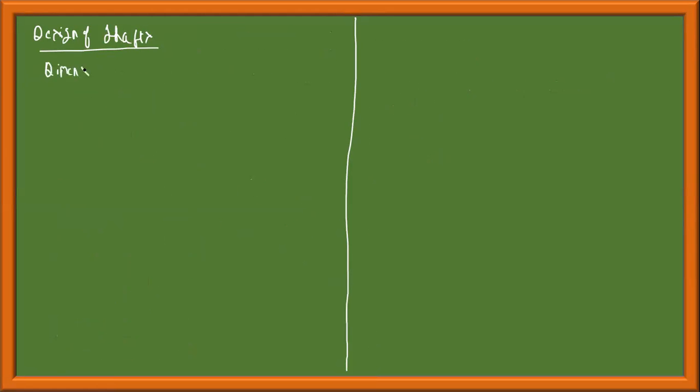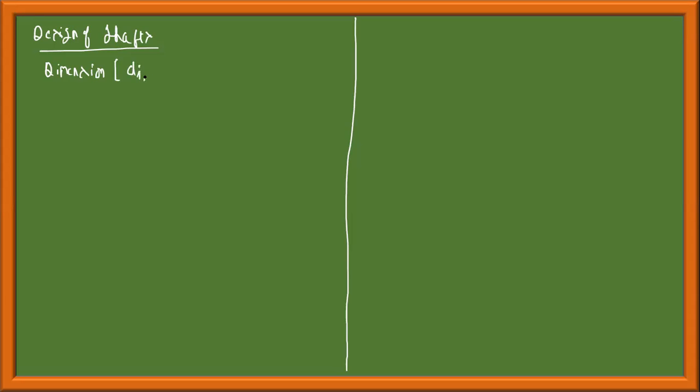Shaft can be designed according to you. According to the syllabus, we have two criteria for the design of shafts. Design in the sense we are finding dimension. Design in the sense dimension, stress, area of cross section, or material. Everything comes into picture. But here we are determining the dimension, that is diameter.